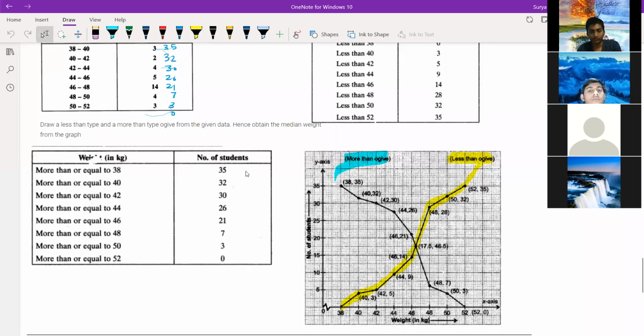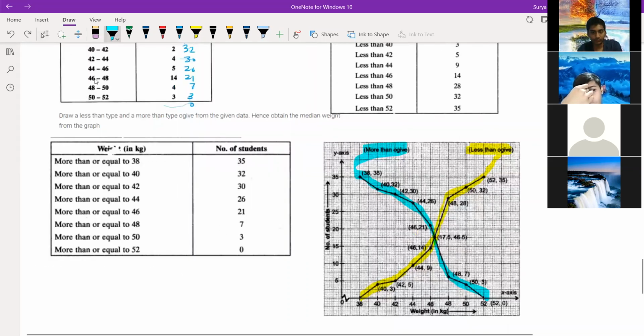And now the more than graph. See, this one is your more than graph. And where the graph meets, that is your median. Where this is meeting, that is your median. So the median, if you see here, is 46.5 approximate. You can see this, which is the median here. That is your 46.5. So if you're writing the median, 46.5 will come.